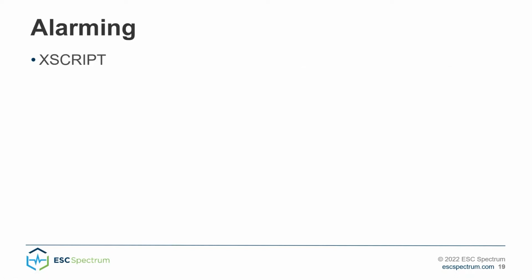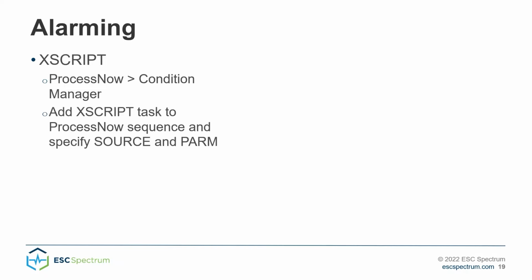So with our alarming, the main way that we'll be doing alarming is going to be through Xscript, and you'll get there, if you go through StackStudio, under ProcessNow Condition Manager to set up a condition that will be used within this Xscript task. And then you'll add that Xscript task to the ProcessNow sequence and specify the source and parameter. And you would add that Xscript task how we went over adding the flatline, only instead of from the drop down, you would select Xscript instead of flatline.